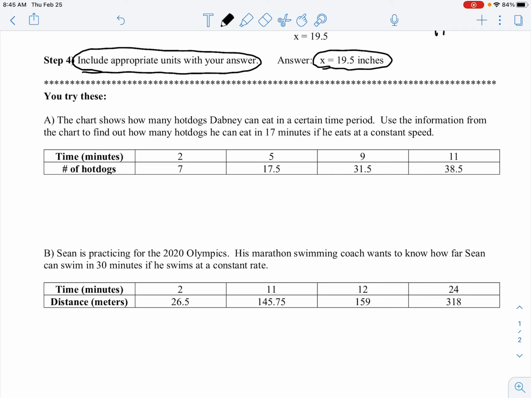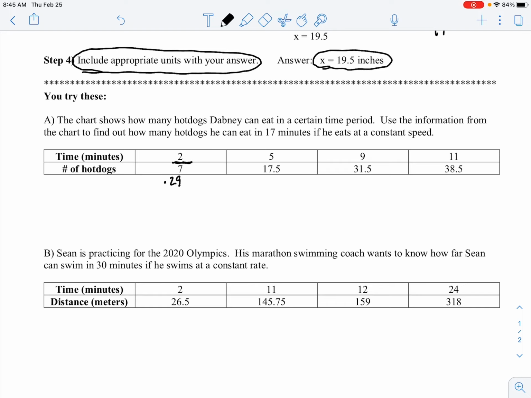All right, so the chart shows how many hot dogs Dabney can eat in a certain time period. Use the information from this chart to find out how many hot dogs he can eat in 17 minutes. So let's just double check that this is proportional real quick. Let's divide our time by the number of hot dogs. So 2 divided by 7 is, I'm going to round it to the 100th, 0.29.